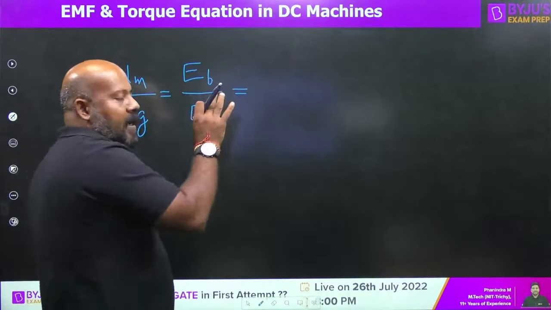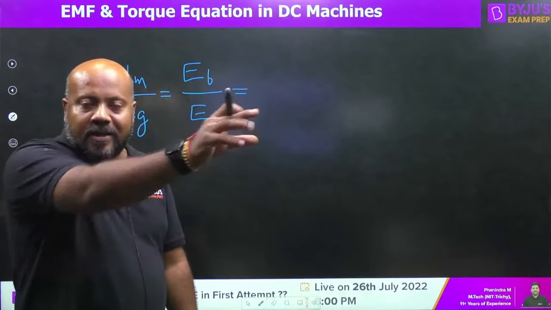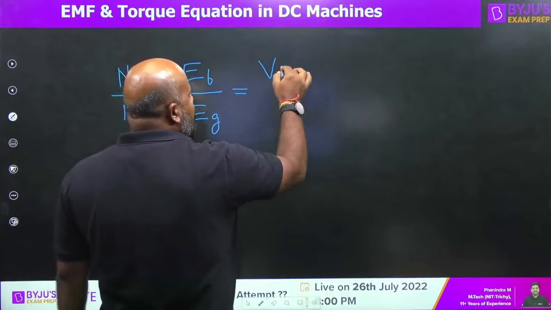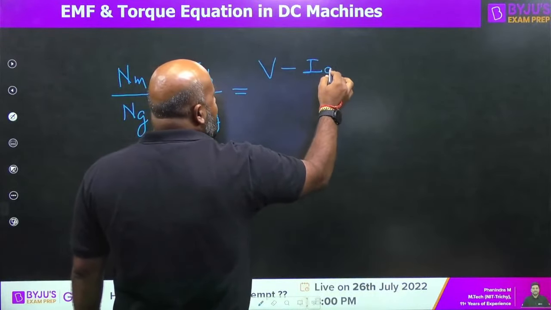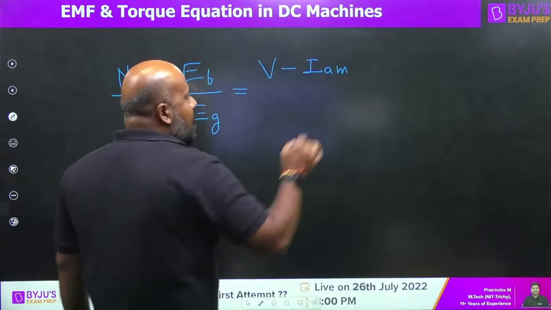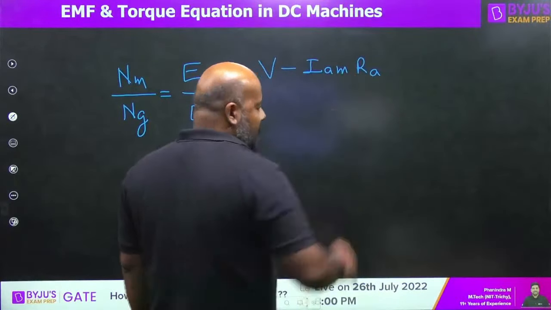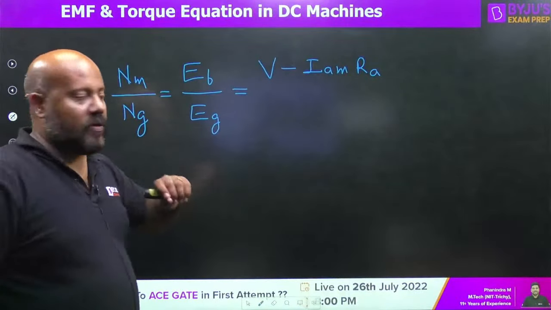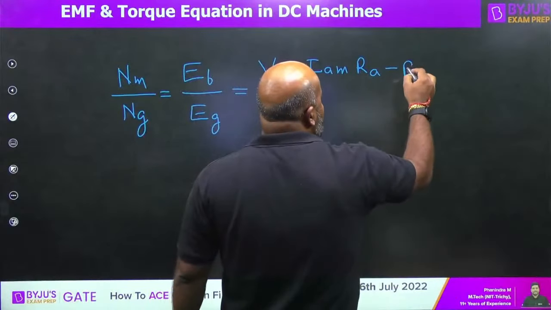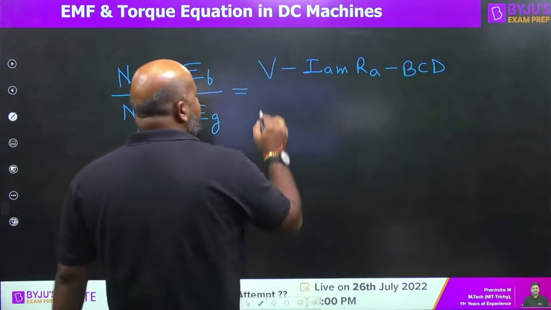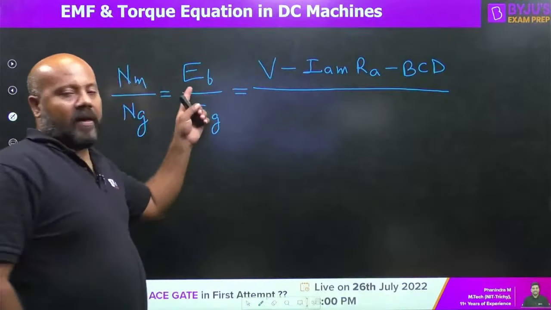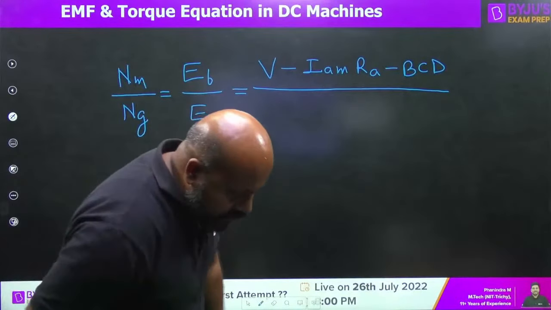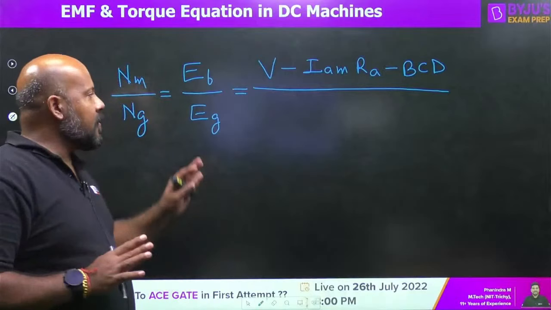What is going to be the source here? In case of motor, the DC supply is going to be the source. So how you are writing the back EMF? Supply voltage minus armature current in case of motor multiplied by the armature resistance. But we have the brushes drop also, so we have to include the brush contact drop also. Is it clear for everybody? This is how I am writing it for the back EMF. If you are not that much prepared, you can draw the circuit and you can confirm it.